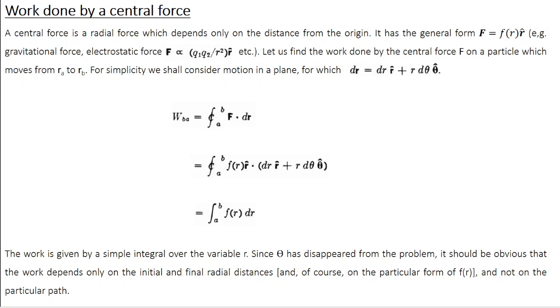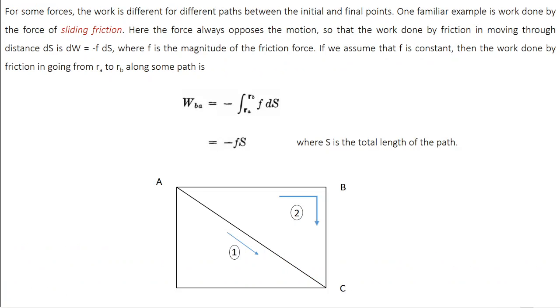Now in which cases does work become a path function, or path dependent function? One example is friction. Suppose you are in a square room and I ask you to push a table over the surface from corner A to corner C. You have two options: either push it diagonally from A to C directly over path 1, or push the table first to corner B, then to corner C. This is path 2.